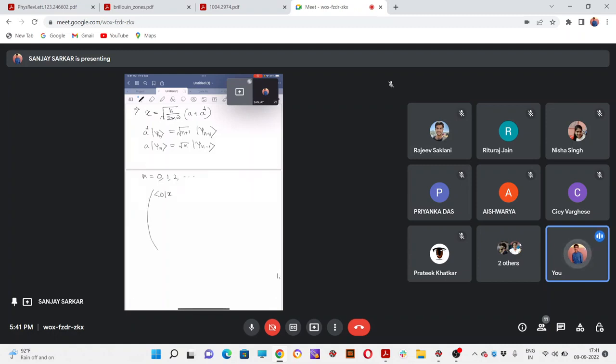This is the first element, then this one, this is the first row. For the second row, these are the elements. The final row is this.